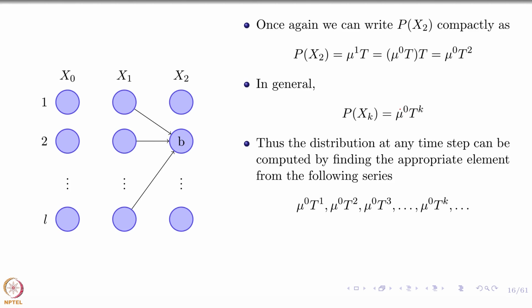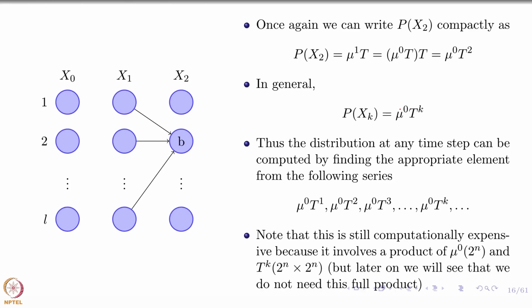Now I'm assuming that you are given mu naught and t. I just need to give you these two quantities and you are set for life. What's the problem here? Computation, right? So mu naught is a 2 raised to n dimensional vector, t is a 2n cross 2n matrix. You need to do this expensive computation to get these distributions, right? But later on we'll see that we don't need the full product. We can do something smartly and get by without actually computing this product, but still get the distribution, okay?